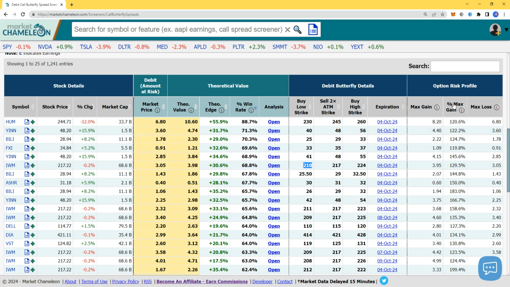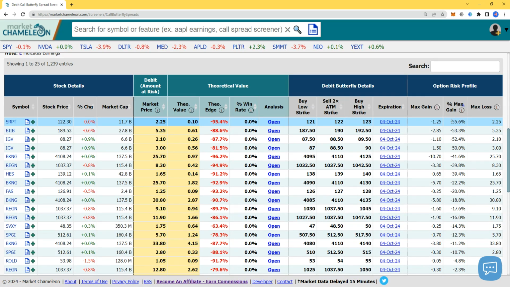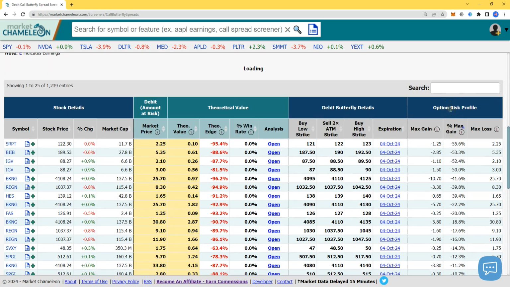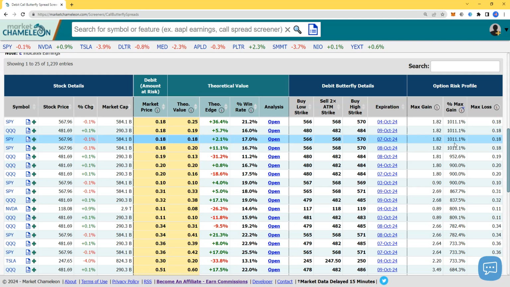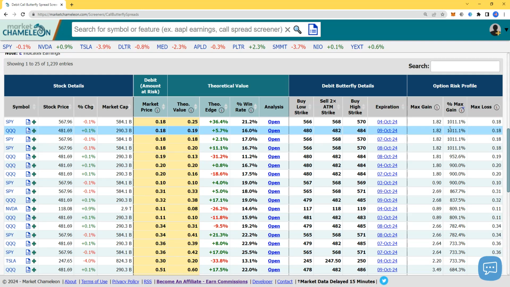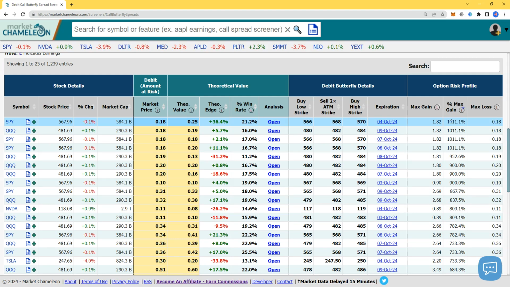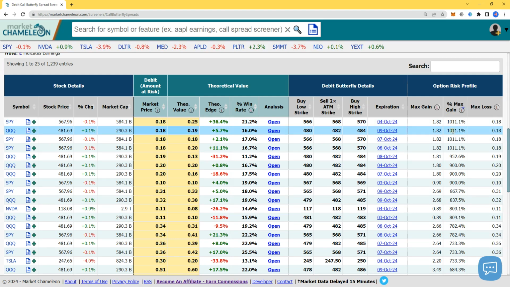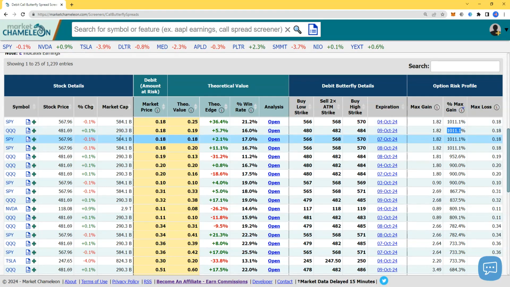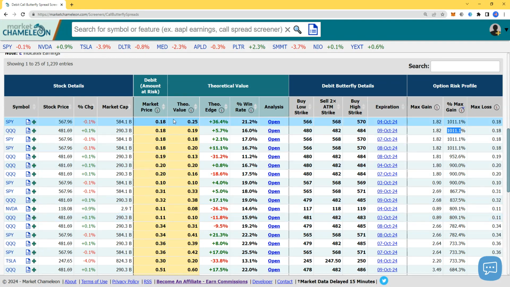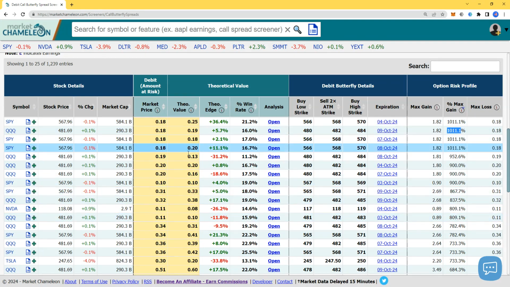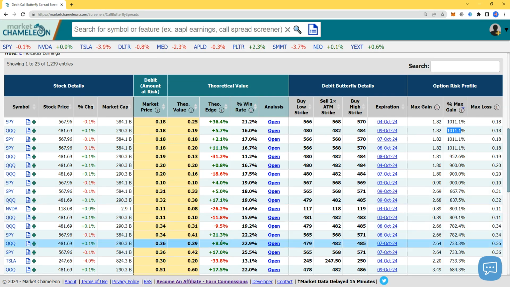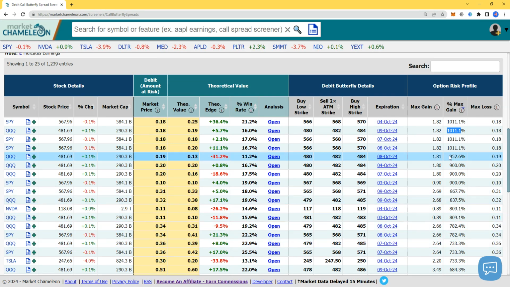You can filter by win rate, but again, the higher the win rate, the more you're going to pay for this opportunity. If you filter by percentage max gain, you get 1,000%, 10x your money on the SPY, on the QQQ, and you can filter all of this and go by them. Here you don't have a lot of edge, so there are a lot of things to consider.